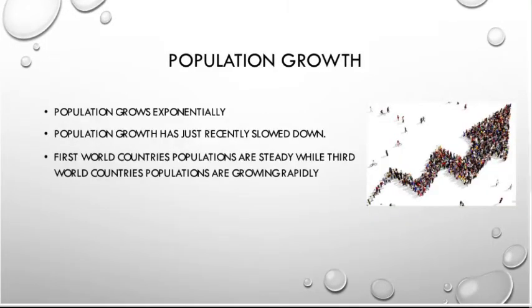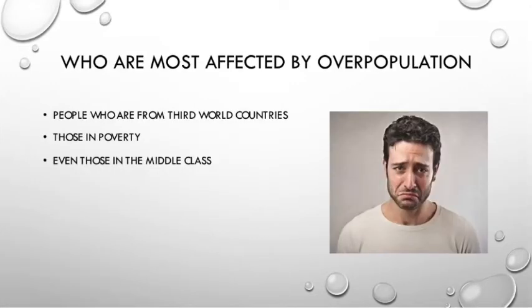One of the bleak things about looking at overpopulation is looking at population growth and how it grows exponentially, which makes sense when you think about it, but in recent years, population growth has actually started to slow down. This is because first world countries and countries that are better educated and better off, the people who live there tend to have fewer kids. So those countries' populations are remaining steady or even declining, while third world countries are having rapid expansion.